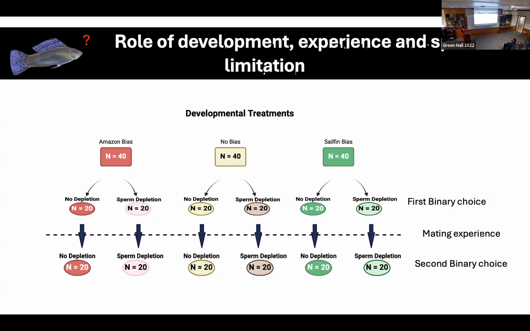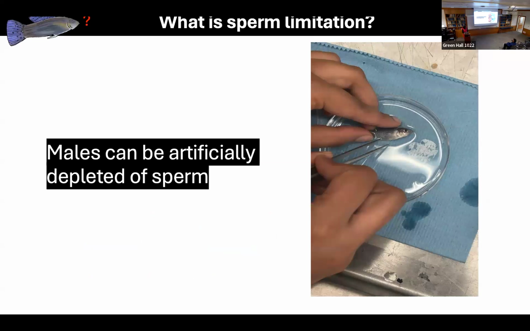So I say a lot of things about sperm depleted, not depleted. How do I control that? I can do this artificially by stripping the males of sperm. In this picture, that's what I'm doing. The males are knocked out with MS-222, and then the sperm is literally squeezed out of them. They have minutes. They are completely depleted.